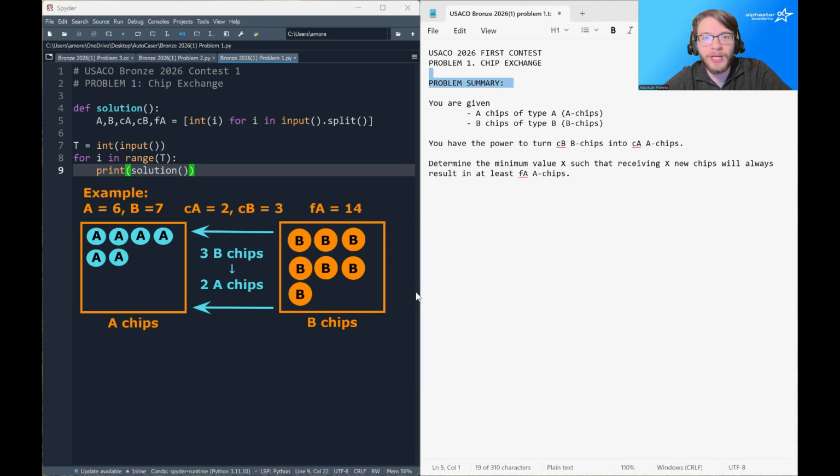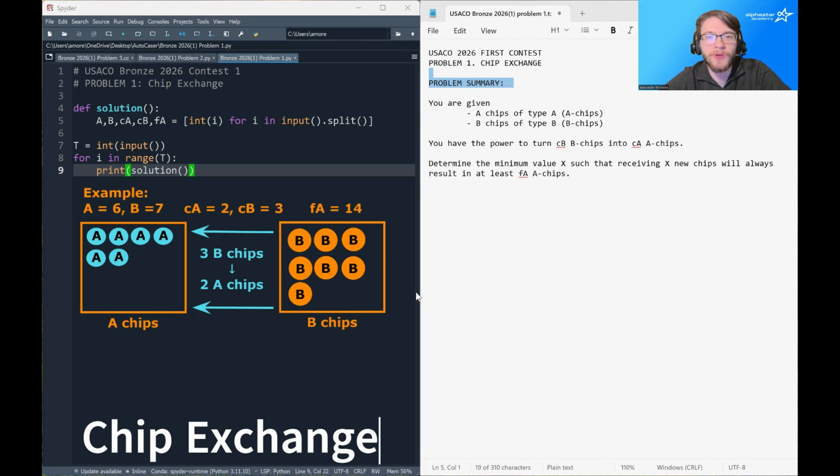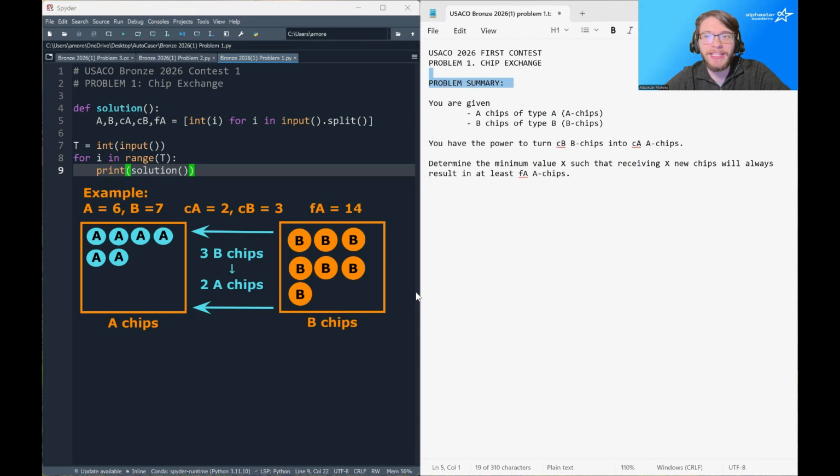Hello and welcome. Today we're going to be discussing the problem Chip Exchange from the first 2026 USACO Bronze contest. In this problem, we are given two types of chips. We are given A copies of chip type A and B copies of chip type B. And we have the ability to turn B chips into A chips, and we are given values CB and CA that describe a ratio. So every CB copies of B chips can turn into CA copies of the A chips.